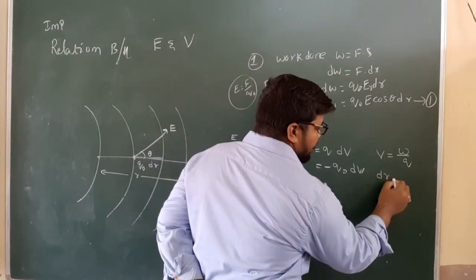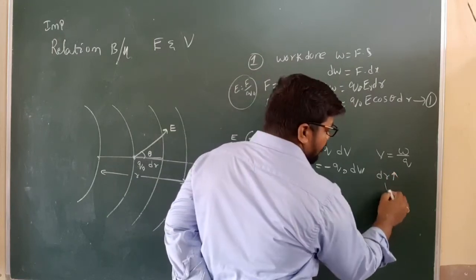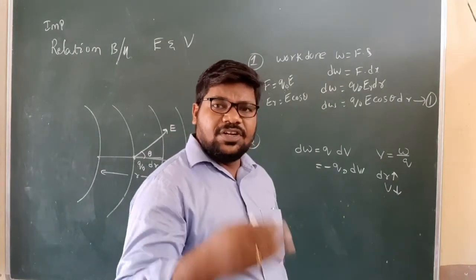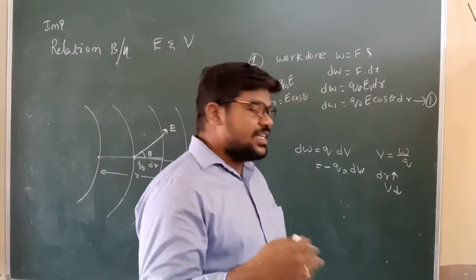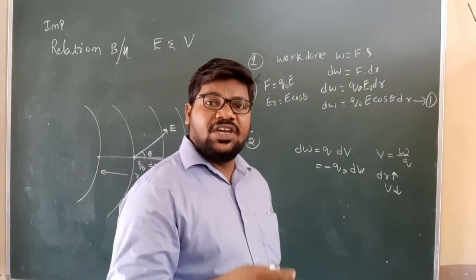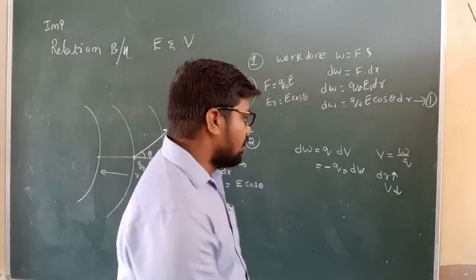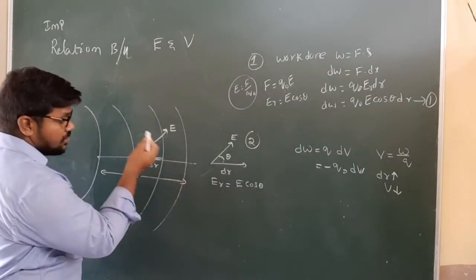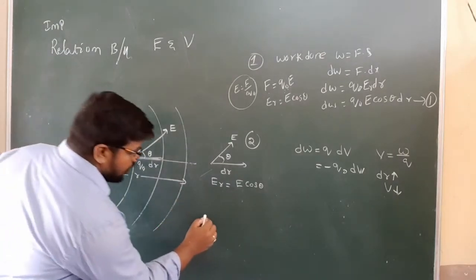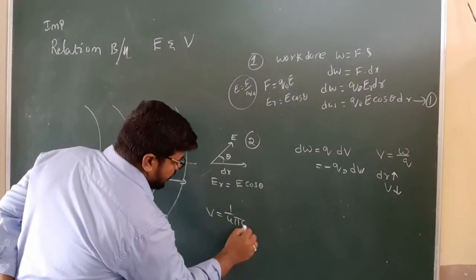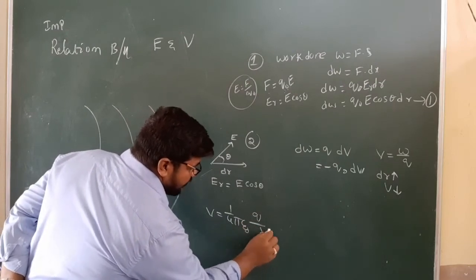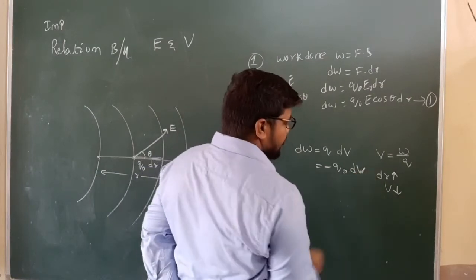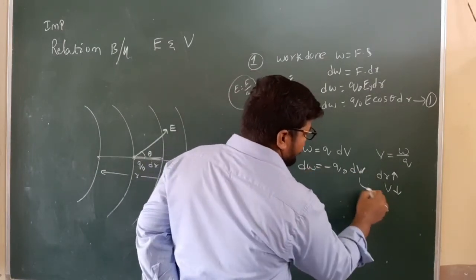Because if dr increases, V decreases. In the direction of the electric field, if dr increases, V decreases. You know that potential is equal to 1 by 4 pi epsilon naught Q by R. If R increases, V decreases. That's why you have to take the negative sign here. So this is equation 2.